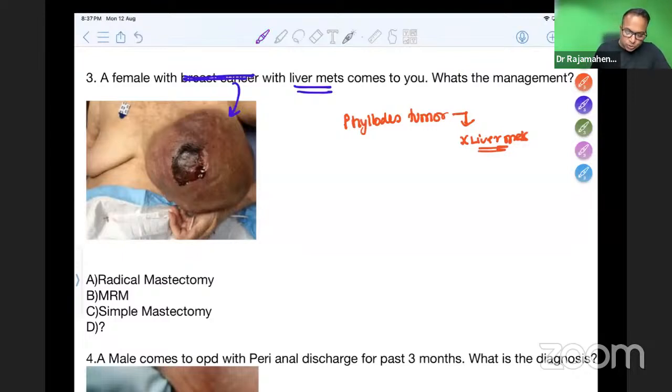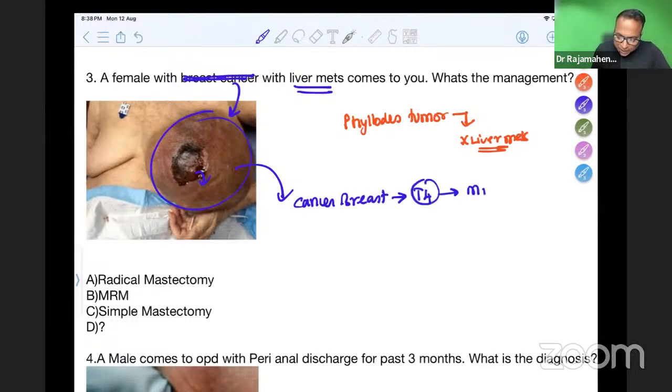Because I don't have the exact image, but if there is an image showing a classical lesion like this with an ulcer in the breast, it can be a cancer breast. Cancer breast with such an extensive advanced T4 lesion can produce metastasis in the liver, very commonly. In such a case of a T4 lesion with liver metastasis, what do you think will be the treatment? This breast has ulceration and necrosis of the skin.